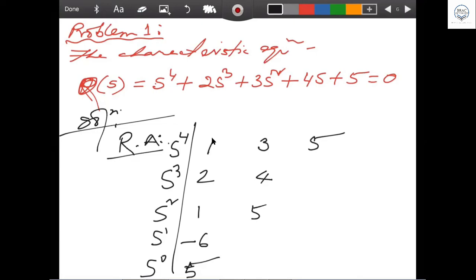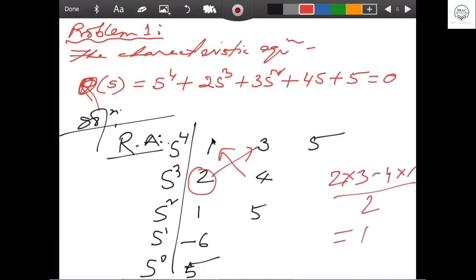You are in trouble. 2 multiplied by 3 minus 4 into 1, divided by 2, is giving you what? 1, is it? Yes, sir. But that's the way every point you have to calculate. And like 1, 5 minus 6, 4, 5. You can calculate it by yourself and get the answer. So I hope that all of you got it.